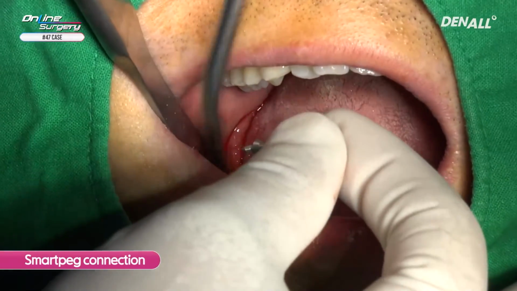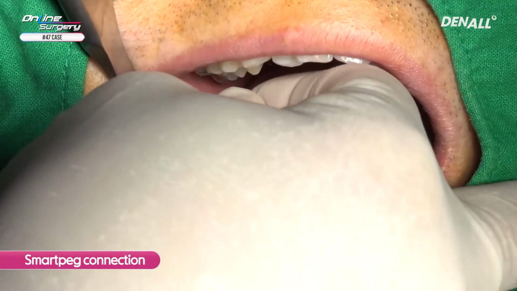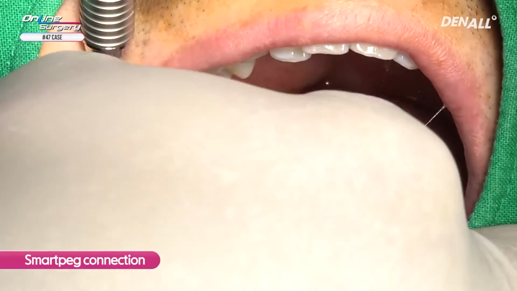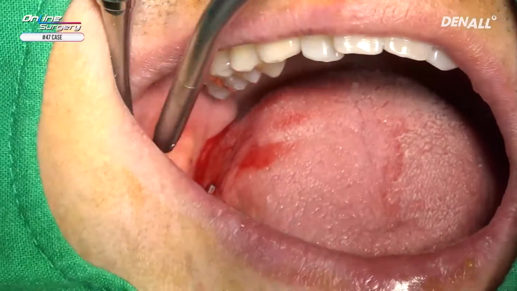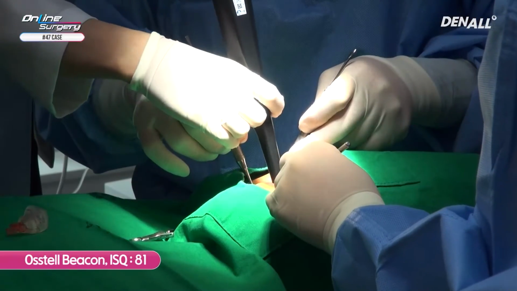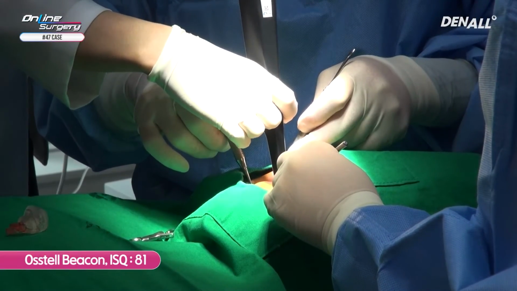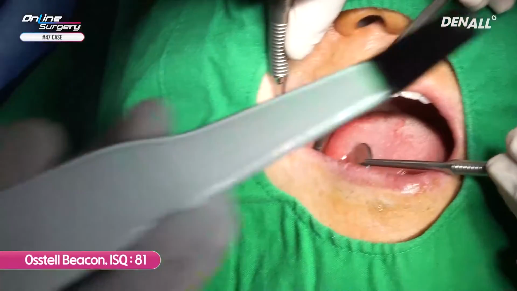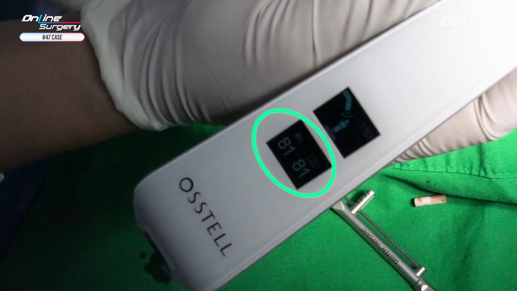Let's measure ISQ value. 81. Now we're done.